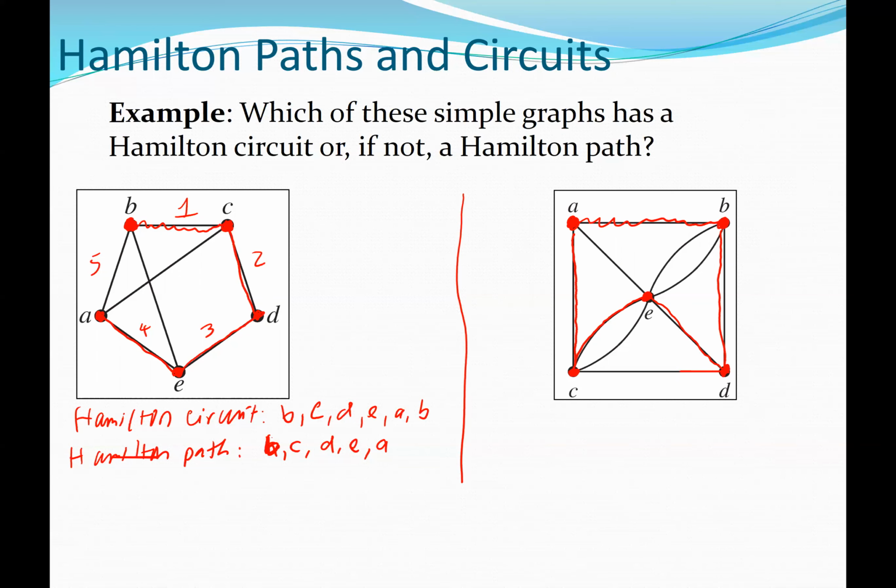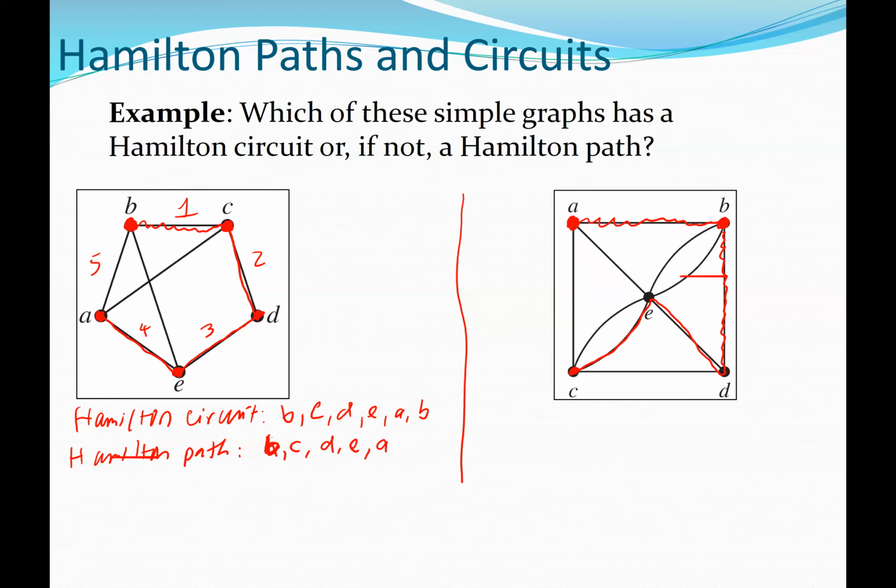All right, so I do go back to A. So I start A, B, D, E, C, and then A. So I also have a Hamilton circuit. And if I erase the edge here, I also have a Hamilton path. All right, so I travel all the vertices, and then I can go back to that one.